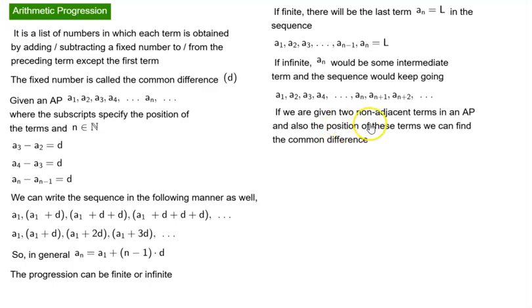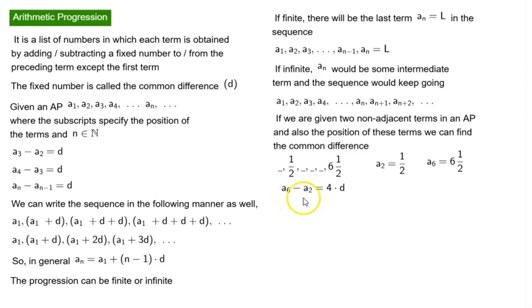So now, if we are given two non-adjacent terms in an AP, and also the position of these terms, we can find the common difference. Let's say we are given this: dash, 1 by 2, dash, dash, dash, 6.5, and we are told that this is in AP. So here second term A sub 2 is equal to half, and sixth term, 1, 2, 3, 4, 5, sixth term, that is A sub 6 is equal to 6.5. This is what we are given.